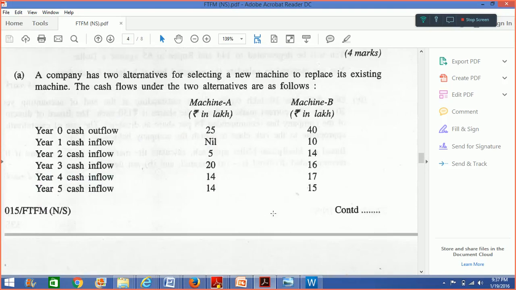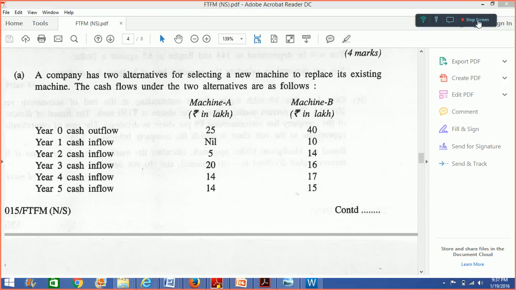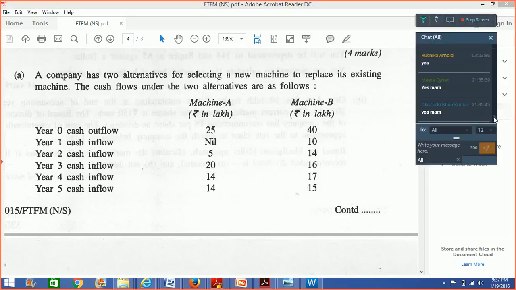A company has two alternatives for selecting a new machine to replace its existing machine. So the company has got an existing machine. Now the company wants to replace the existing machine, right? So the company has got two alternatives. Two particular machines are available. If it invests in machine A, the cash outflow is going to be 25 lakh rupees. And if it invests in machine B, the cash outflow would be 40 lakh rupees.